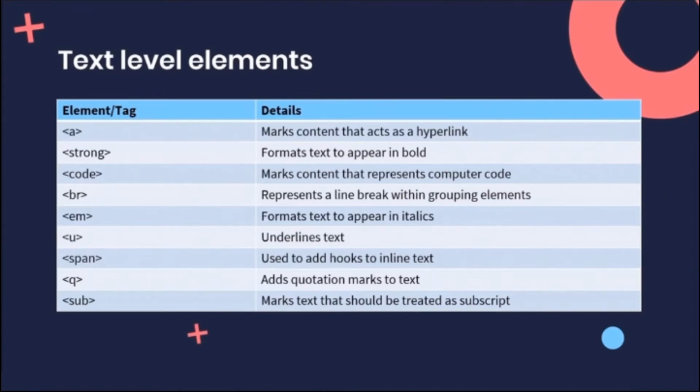We also have the quotation element, or quotation marks element, and this allows you to quote specific content in a paragraph, for example, and this is quite powerful when using things such as articles as well as blogs. And then lastly, we have the sub element, which marks text that should be treated as subscript. Wonderful stuff. Now let's move on to grouping elements.